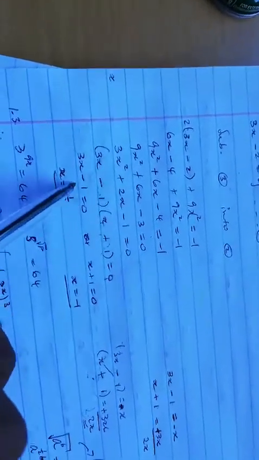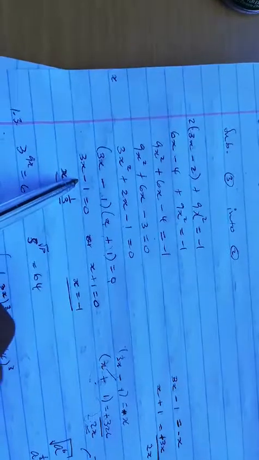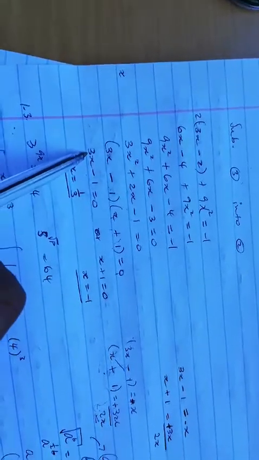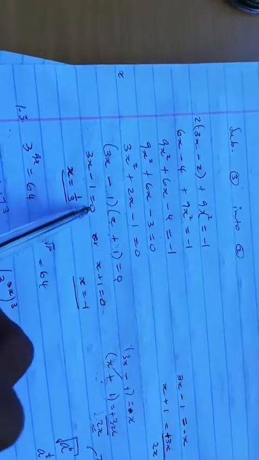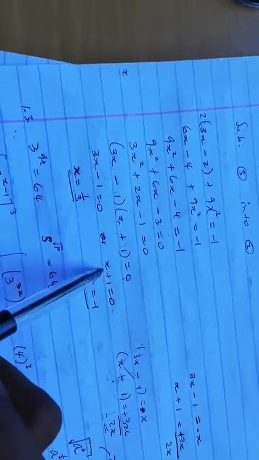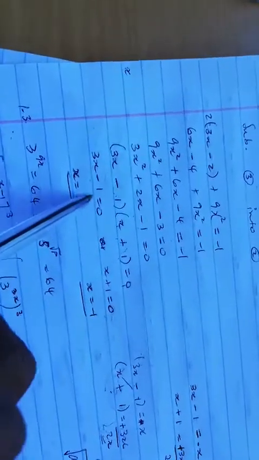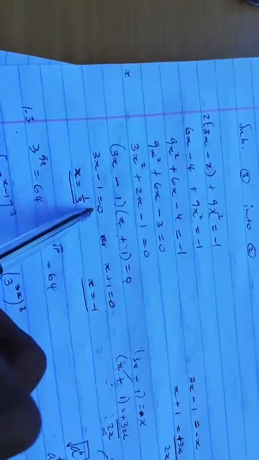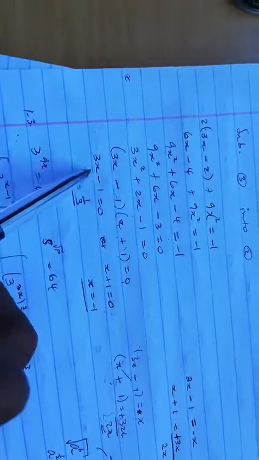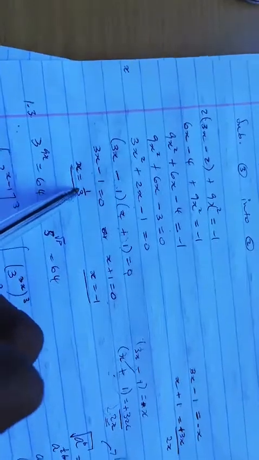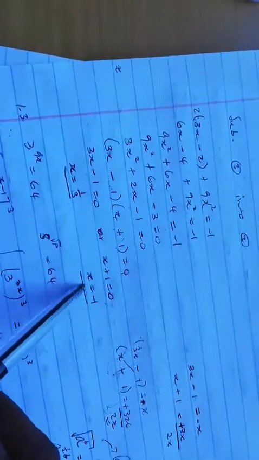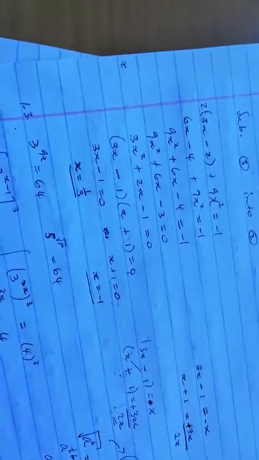We equate it, and then 3x minus 1 is equal to 0, or x plus 1 is equal to 0. From there, you simply transpose 1, and then it becomes positive, and then divide by 3, and then you get x. And on this side, simply transpose, and then you get x is equal to negative 1. That's about it.